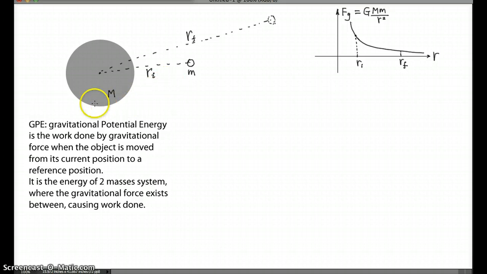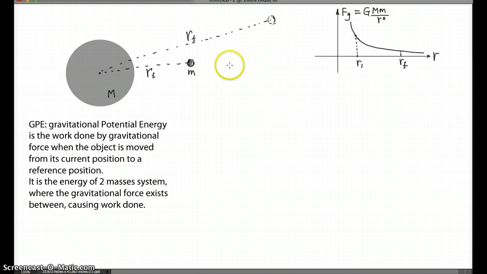For example, in an Earth and another object system, big M is the mass of the Earth, and small m is the mass of the object. If the object is in this position right now, how much is the potential energy of the m? It really depends on where you set the reference. For example, let's set this as a reference. This is a position different from the current position. Let's just set this for now as a reference.